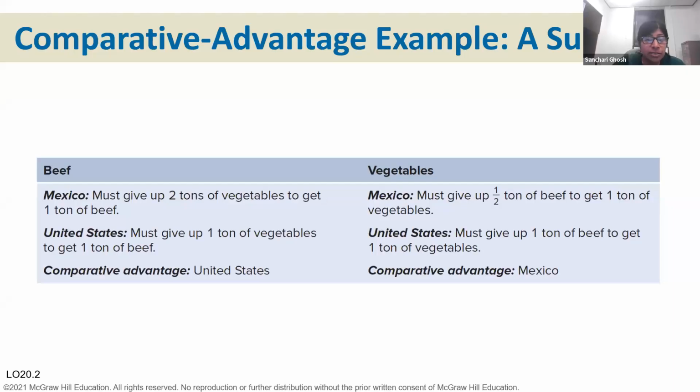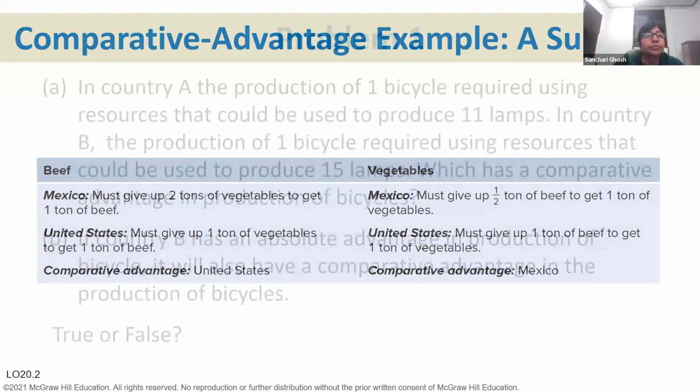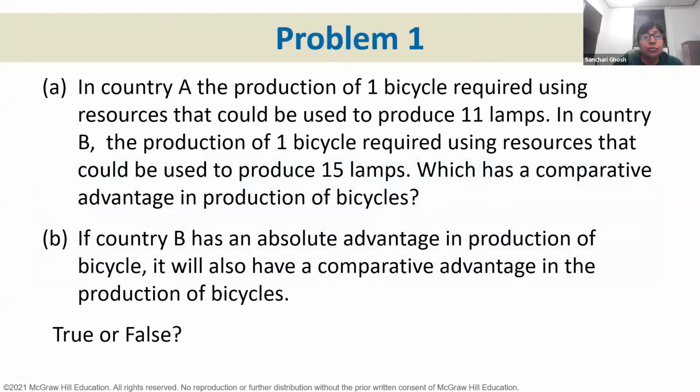So that's comparative advantage and specialization for you. So let's take up some problems here. In country A, the production of one bicycle required using resources that could be used to produce 11 lamps. So what is the opportunity cost? One bicycle equals 11 lamps for country A.